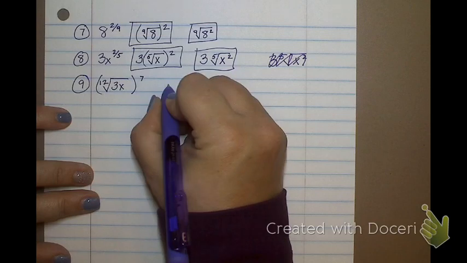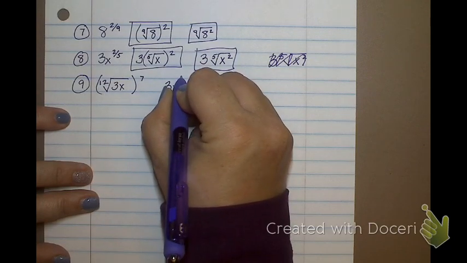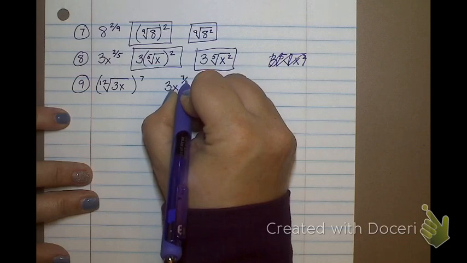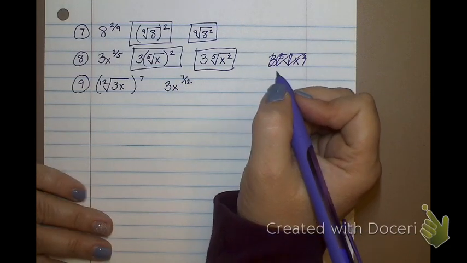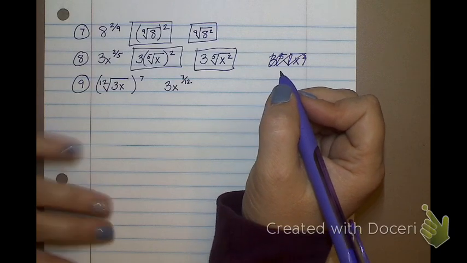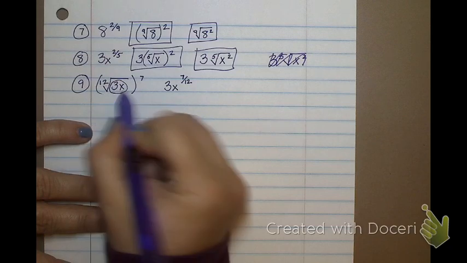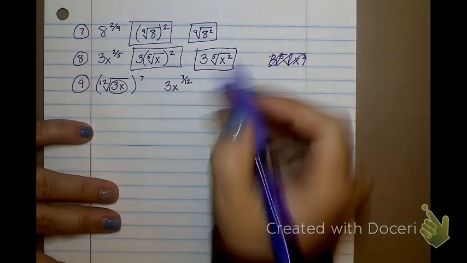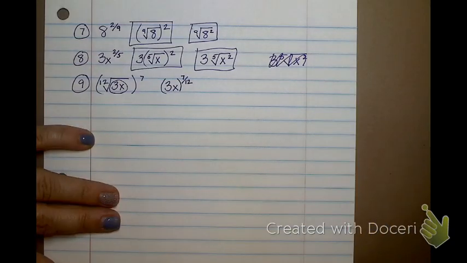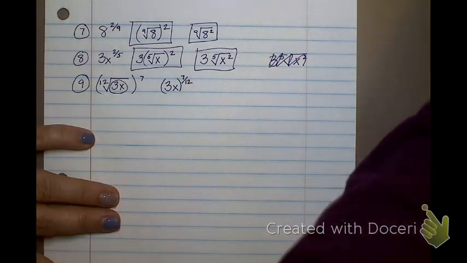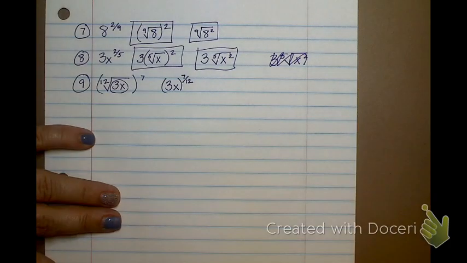So what is going to happen? I'm going to have 3x to the what? 7/12. Is that correct the way I have it? No, why not? Because the 3 is also getting the same thing as the x, so I need to put that in parentheses. Yes? Okay, so (3x) to the 7/12.